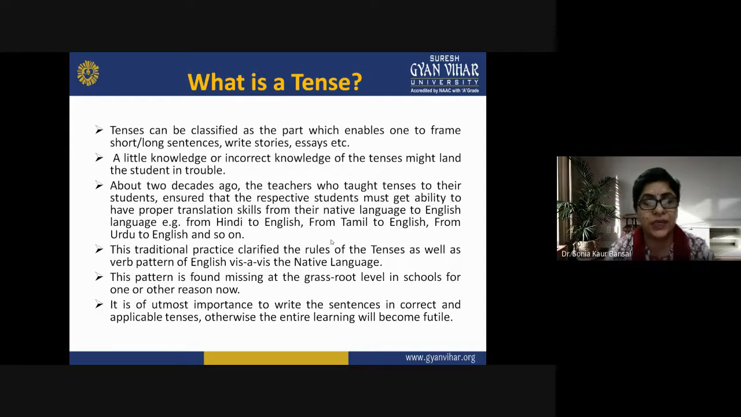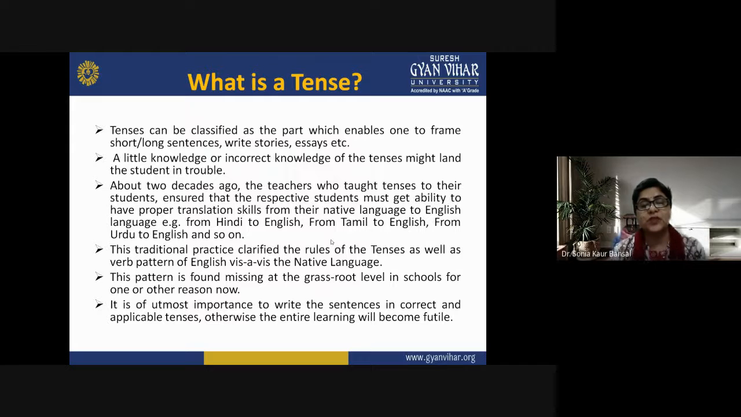You can quote any other language. So, this traditional practice actually clarified the rules of tenses as well as the verb pattern of English, and vice versa, the native language also, how it is used in the native language and then how it is used in the English language. Clear, students? So it was the main focus of the teachers that their students must be ensured with a sound knowledge of tense and all the classified three times: present, past, and future.